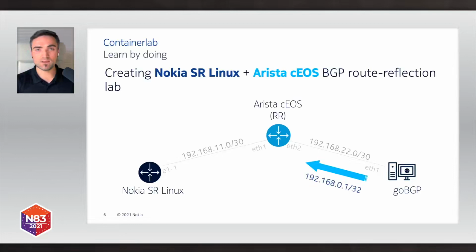GoBGP announces a single route, 192.168.0.1/32, towards its only BGP peer, which is Arista cEOS. Arista will act as a route reflector, and as we now know, it will bridge the gap and propagate the route towards the Nokia SR Linux. And SR Linux will receive this announcement and install it in its routing table. So that is a very simple lab, but it shows you how to create the lab, what the topology syntax is, and how you can leverage different nodes inside the topology.